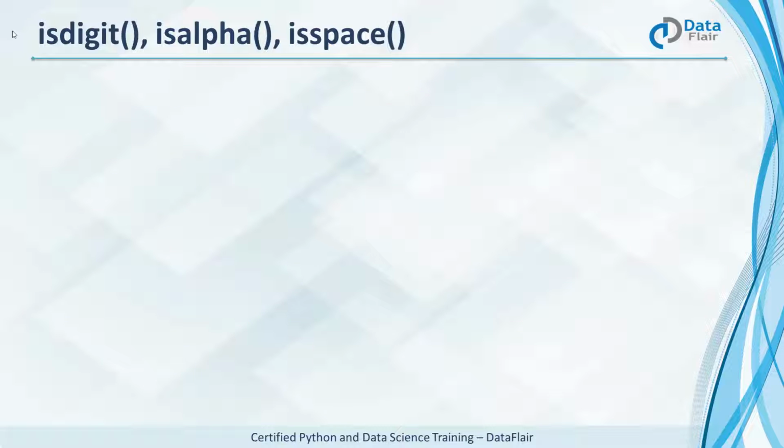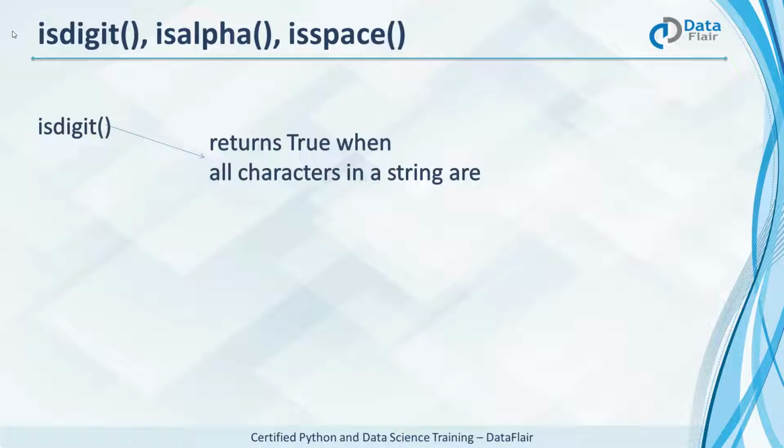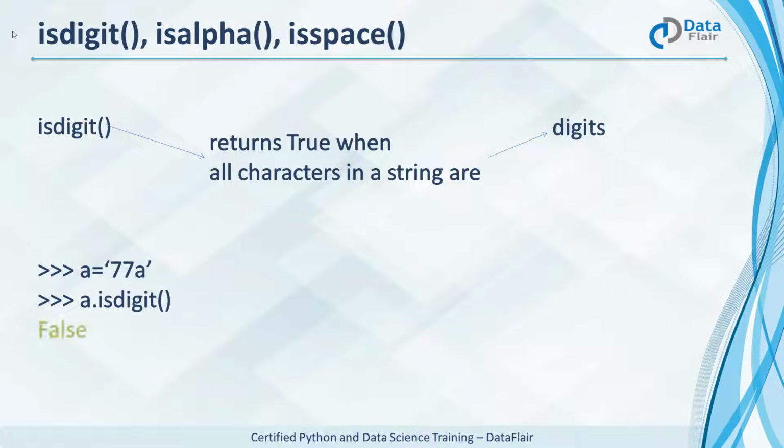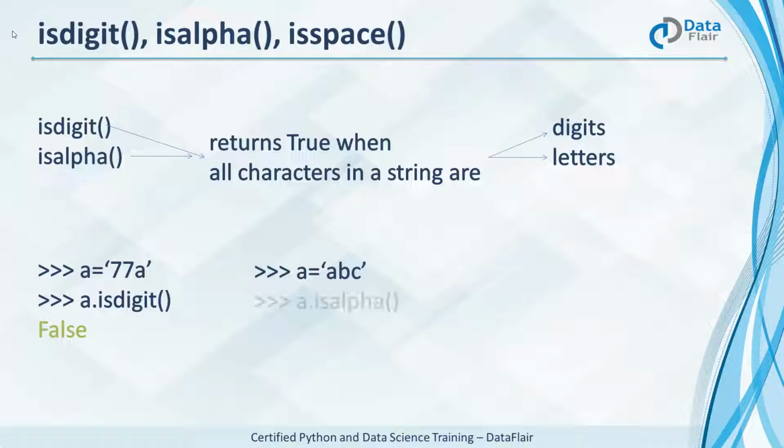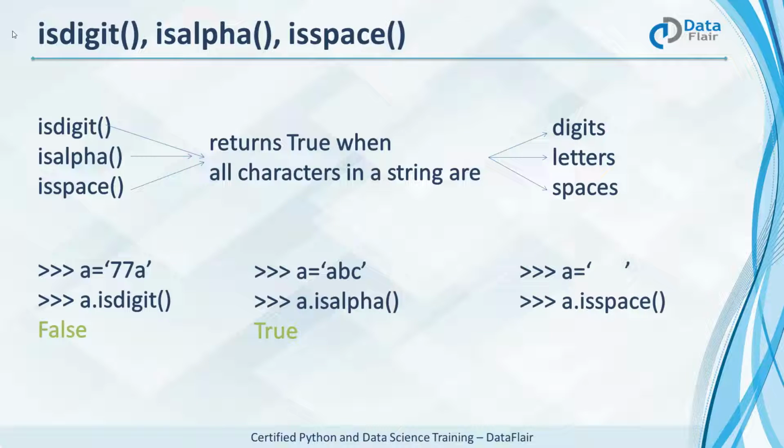Isdigit, isalpha, and isspace. Isdigit returns true when all characters in a string are digits. A is this string. Is it all digits? No. Isalpha returns true only if they're all letters. A is the string ABC. Is it all alphabetical characters? Yes, they are. And isspace returns true if they're all spaces. Is this string all spaces? Yes, it is.